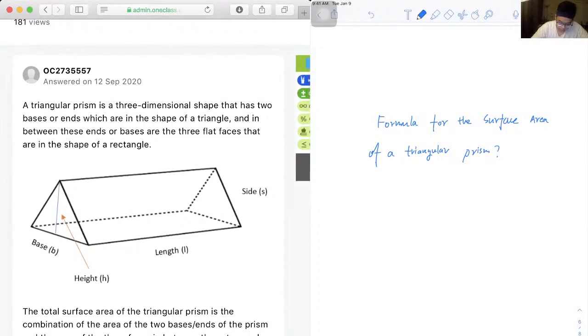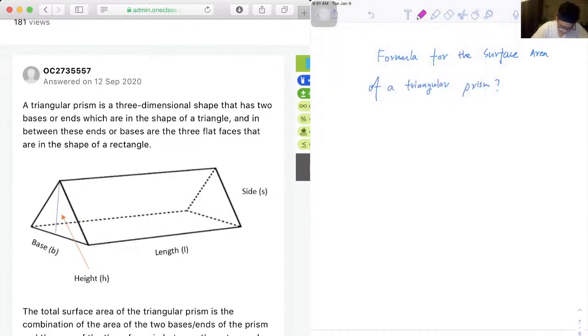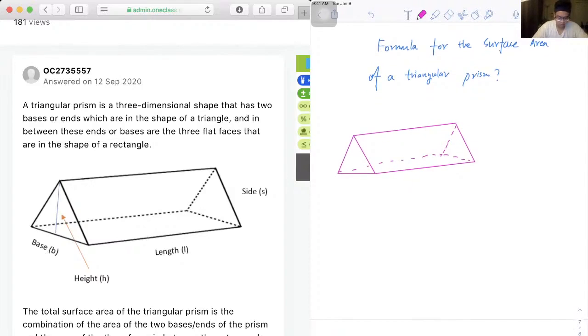Okay, so first let's draw a graph to see what a triangular prism looks like. Okay, so here is a triangle. Yep, it should look something like this.